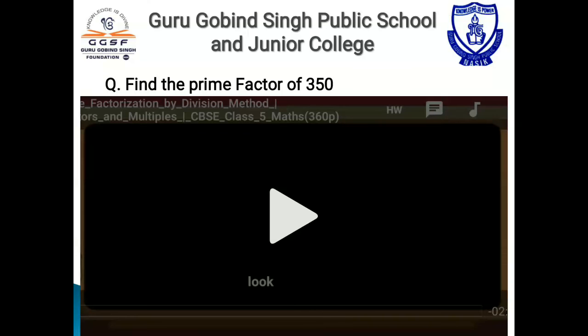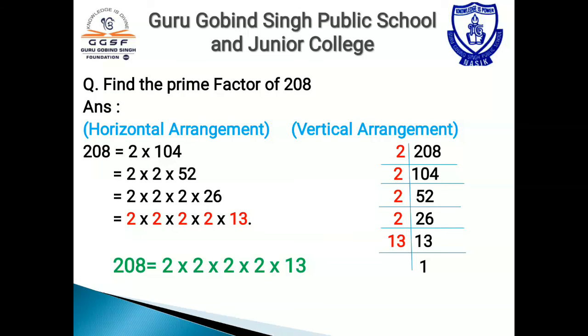Now we have seen the three methods: factor tree, horizontal and vertical arrangement. The prime factorization can be done by any method. The answer will be the same. So you can solve it by any one method. Now we will take one example, that is, find the prime factors of 208. We will use horizontal arrangement and vertical arrangement.